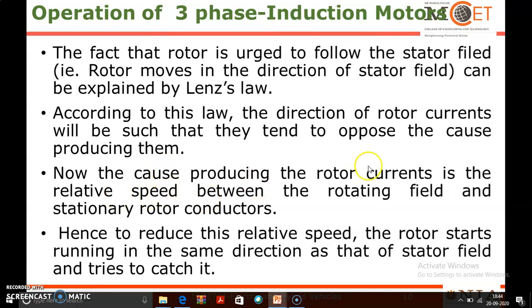So the cause producing the rotor current is the slip, that is the relative speed between the rotating magnetic field produced by the stator and the stationary rotor conductors. Hence, to reduce the relative speed, that is slip, the rotor starts running in the same direction as the RMF developed by the stator, and it tries to catch up to the RMF speed.